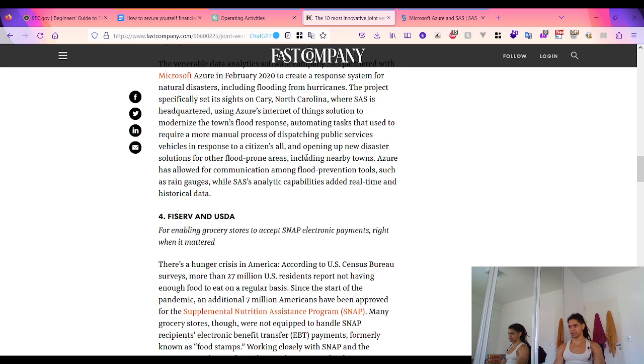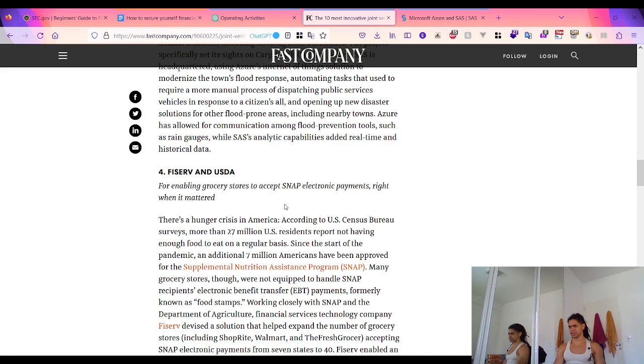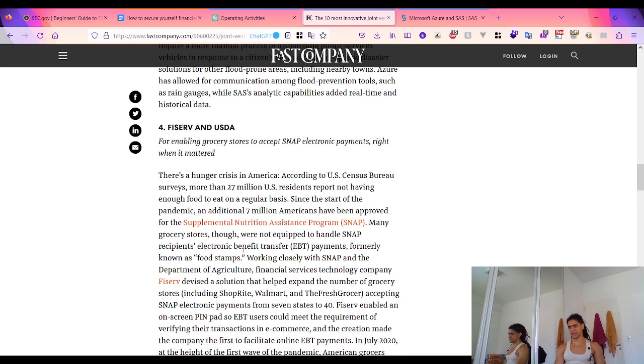There's a hunger crisis in America, according to the U.S. Census Bureau survey. More than 27 million U.S. residents report not having enough food to eat. Holy what? This is a country by itself. 27 million U.S. residents report not having enough food to eat on a regular basis. Since the start of the pandemic, an additional 7 million Americans have been approved for the Supplemental Nutrition Assistance Program. Oh my God. Many grocery stores were not equipped to handle SNAP recipients' electronic benefit transfer payment, formerly known as food stamp.